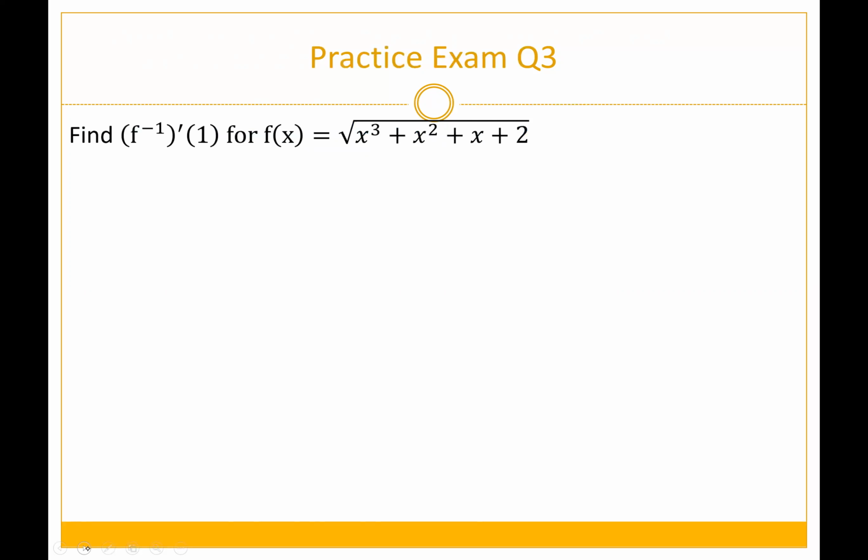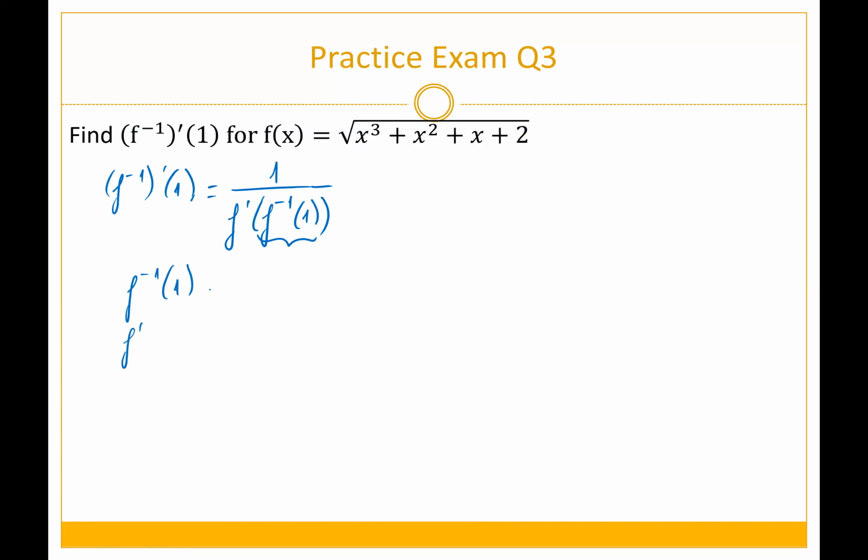Now, let's see what it's gonna give us. In the first week or the second week, we have this formula that the derivative is going to be 1 over f prime of the inverse of 1. So all we need to do is find the inverse of 1, and then find f prime of that value, say a.